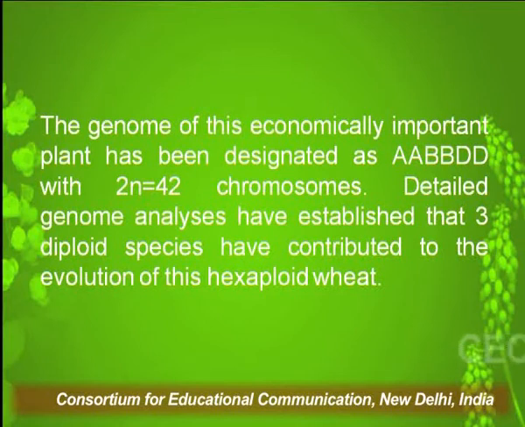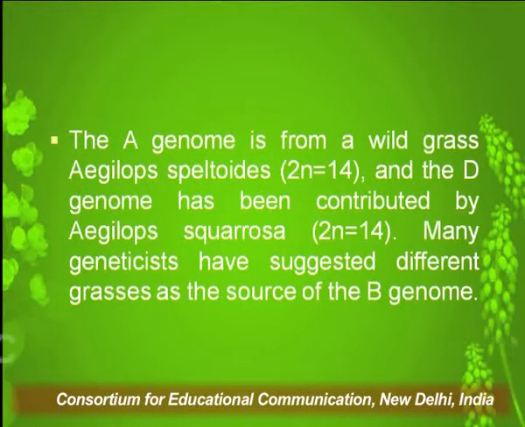Detailed genome analyses have established that 3 diploid species have contributed to the evolution of this hexaploid wheat. The A genome is from the wild grass Aegilops speltoides with chromosome number 2n = 14. The D genome has been contributed by Aegilops squarrosa with 2n = 14. Many geneticists have suggested different grasses as the source of the B genome.